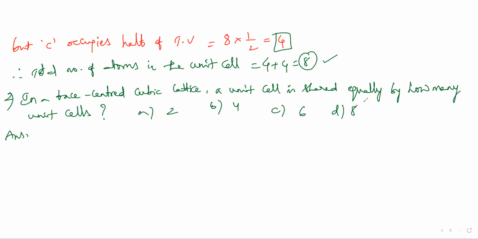Now we know that if you consider a face-centered cubic unit cell, each face is shared by 2 unit cells. How many faces are there? 6 faces are there. So 6 faces will be shared by other 6 unit cells. Now let us consider a face-centered unit cell.